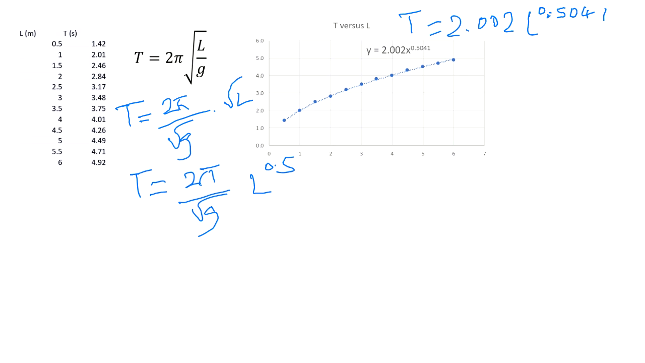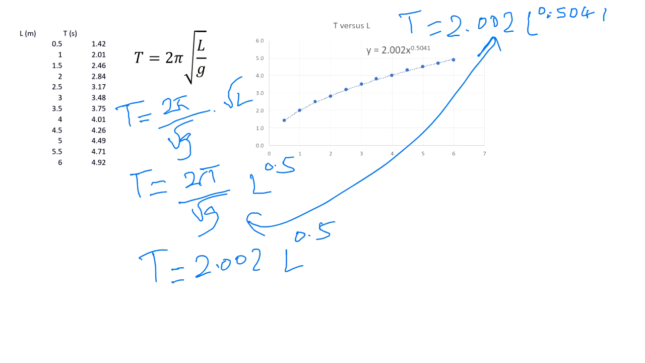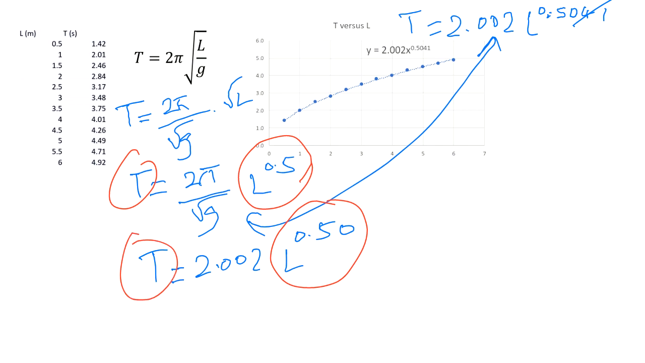Now if you look at this, with the one we have here, let me rewrite underneath. T equals 2.002 times L to the power 0.50, and then I have the digits 41, but I can ignore that. If I drop the 0.41, I'm left with just 0.50, which is very similar to what you have right there. So these are very similar now, and the T is also very similar on this side. So then basically we can use the coefficient.